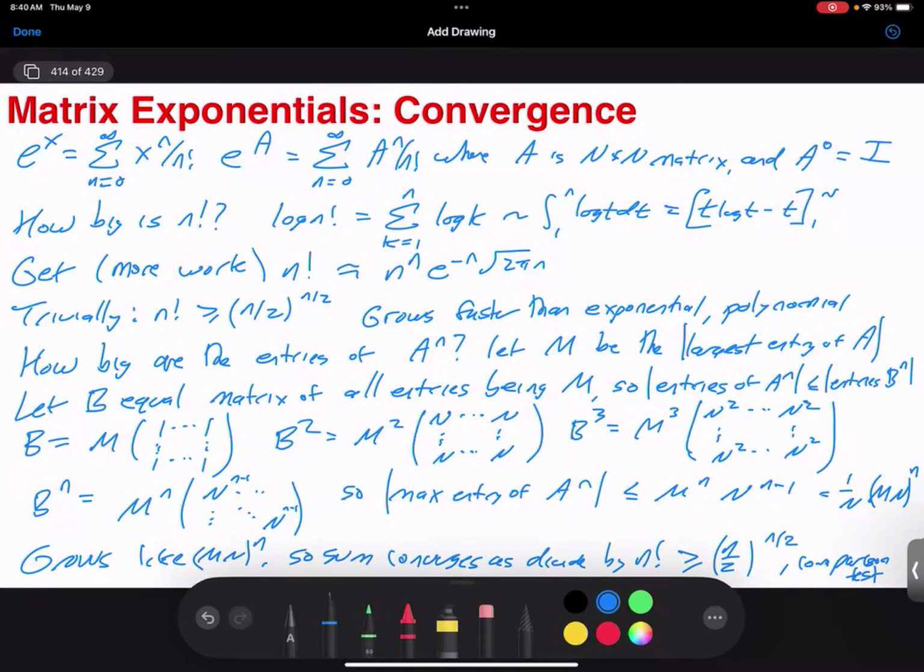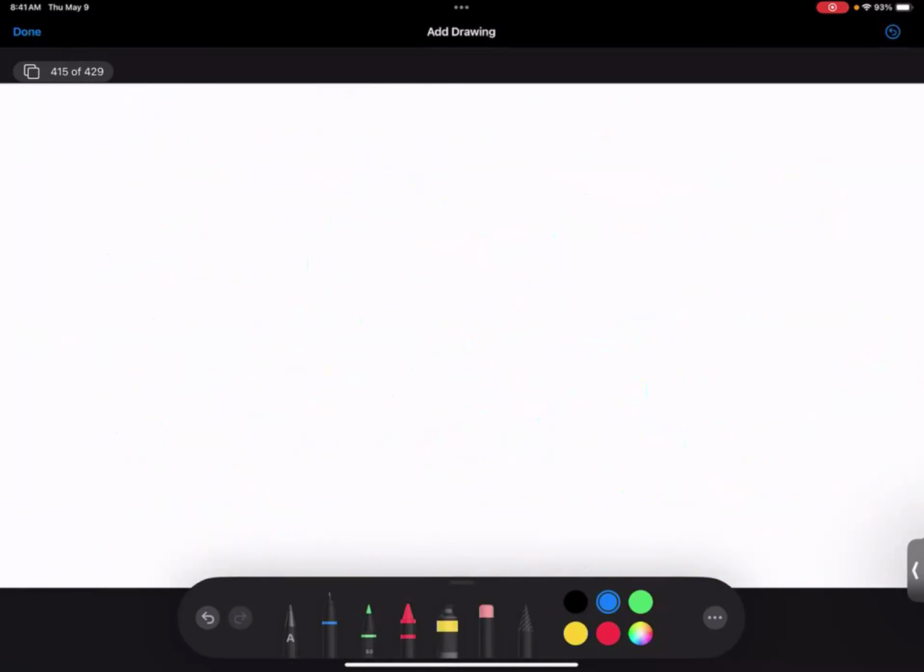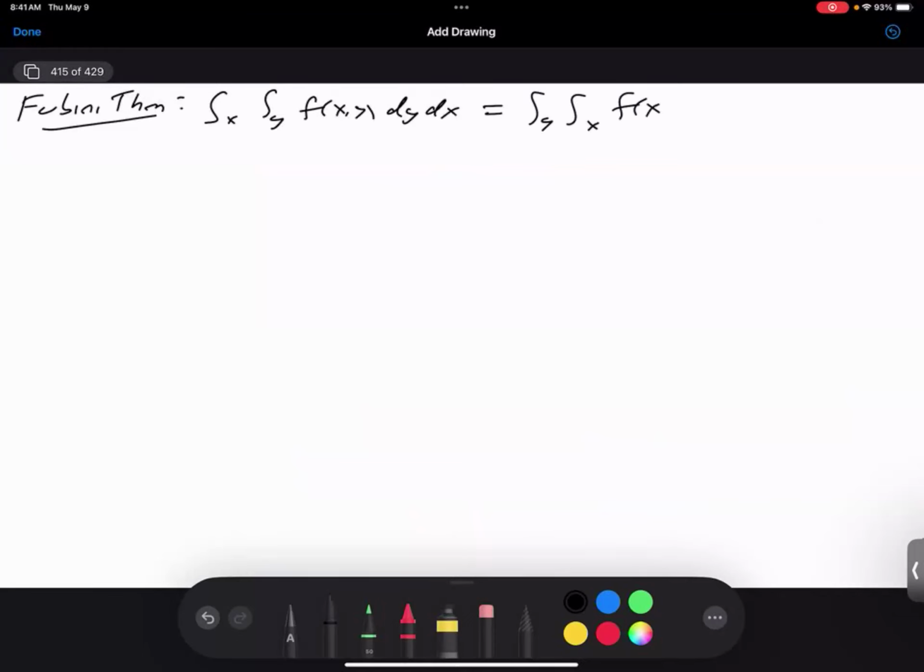So this is some of the things you do in a class like real analysis, is you find ways to justify arguments like this. Then you might say, but of course everything like this is fine. Why do I need to spend time? Do you remember the Fubini theorem for multivariable calculus? The integral over x, the integral over y of f of xy dy dx equals the integral over y, integral over x, f of xy dx dy if f is nice. That you can switch the order of integrations.